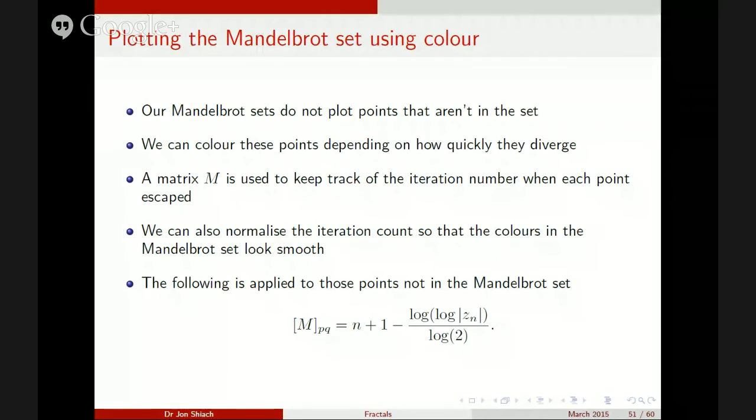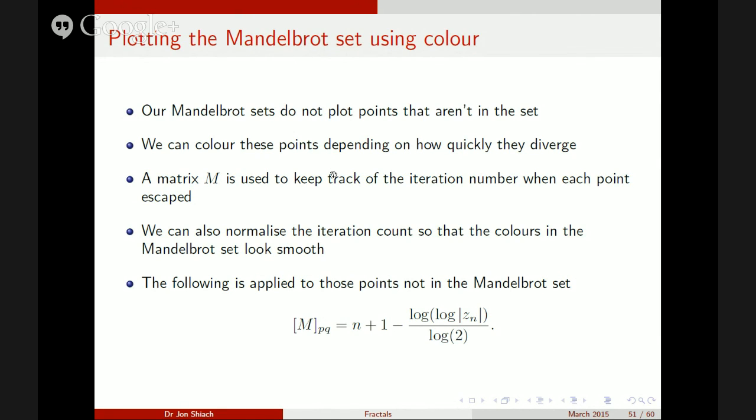Okay, we can make it a bit more fancy by adding some colors. Well, these colors aren't just put there to be pretty. They're dependent on how quickly a point diverges, and we color it a particular color. So if a point diverges very slowly, we think of it as being quite close to our Mandelbrot set, whereas if it diverges very, very quickly, we think of it as being far away from our set.